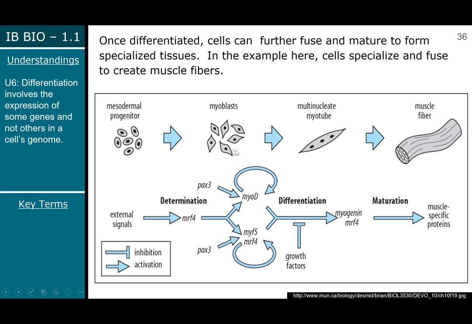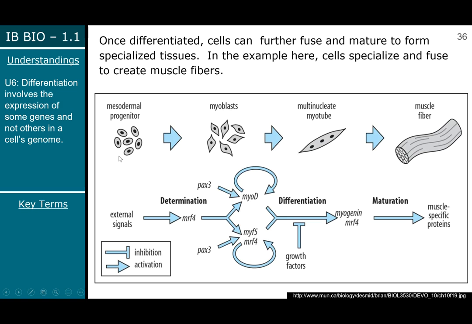They're going to differentiate into what are called myoblasts. And you can see these look a little bit more like muscle cells. You start to see those tapered ends, right? And then they fuse together to create one long fiber called a multinucleate myotube or myotube. And then you put a bunch of those together and you get muscle fibers. So this is a good example of differentiation and determination and maturation in cells.